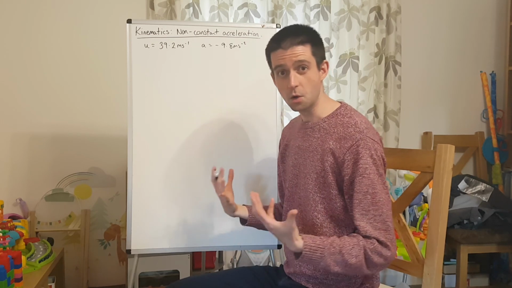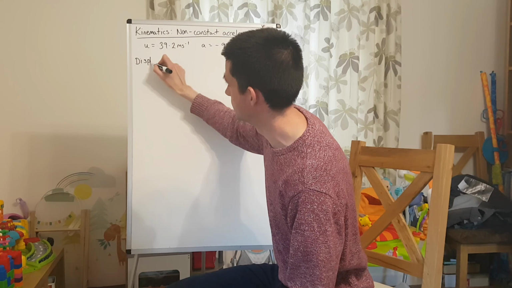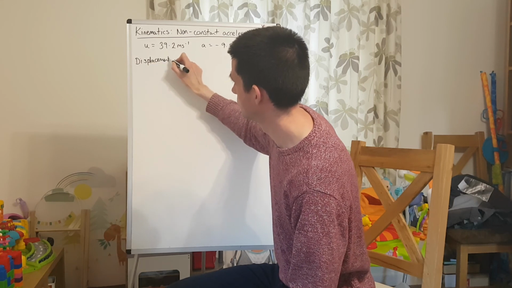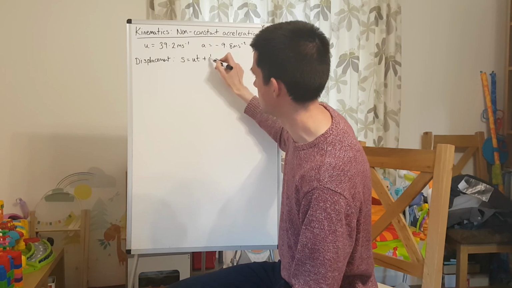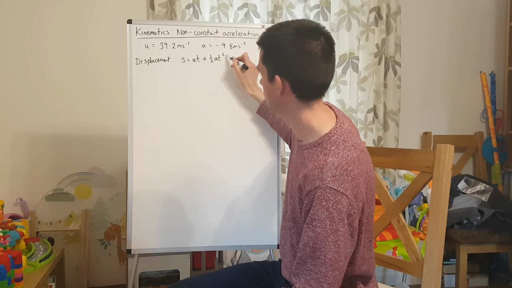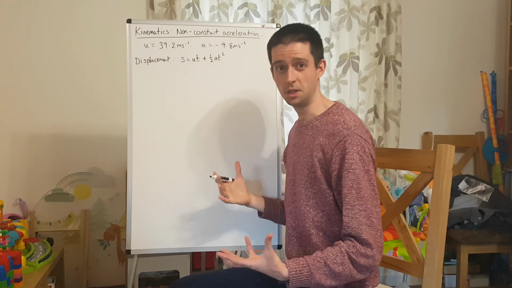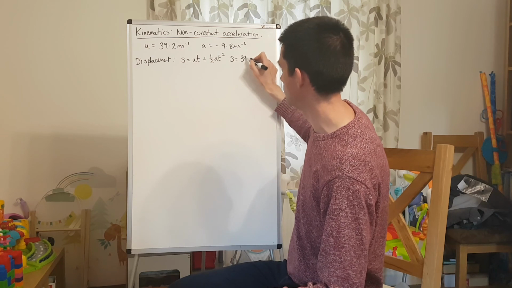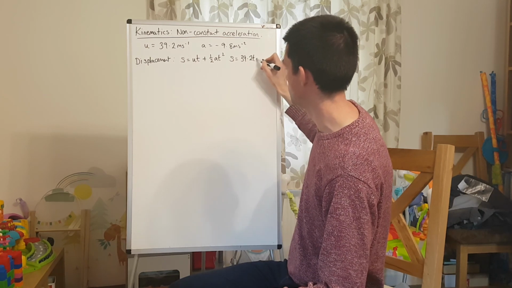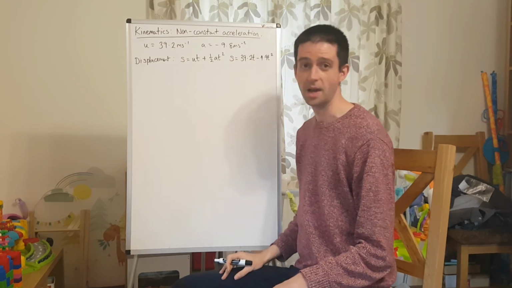Now if we think about the equation of motion, the Suvat equation that we would use for displacement, we would use s equals ut plus half at squared. And if we substituted the value of u and a into that equation, that would give us s equals 39.2t minus 4.9t squared.